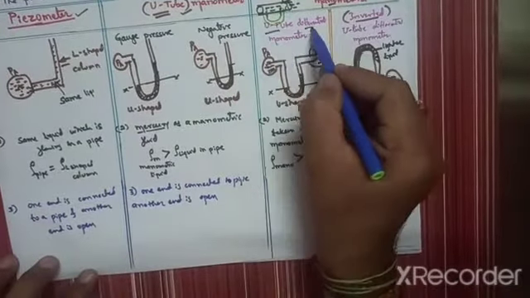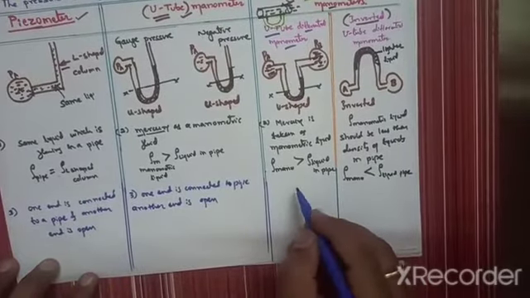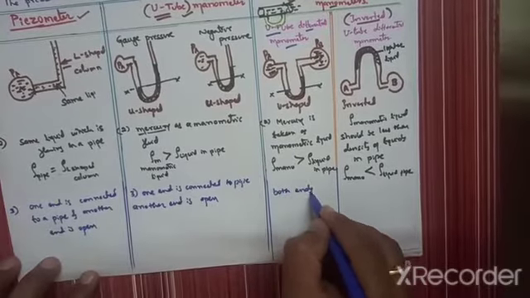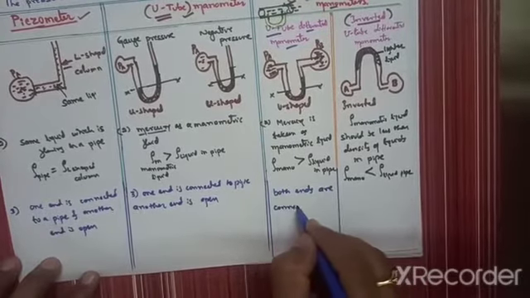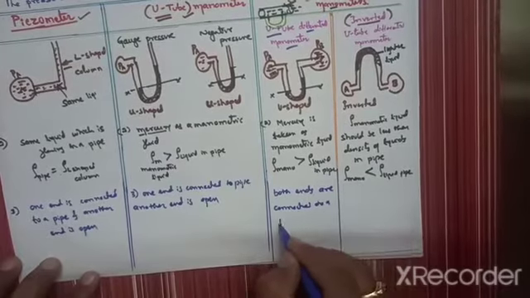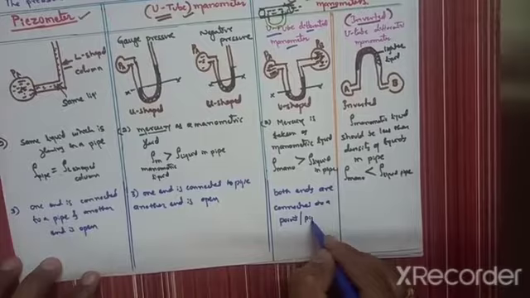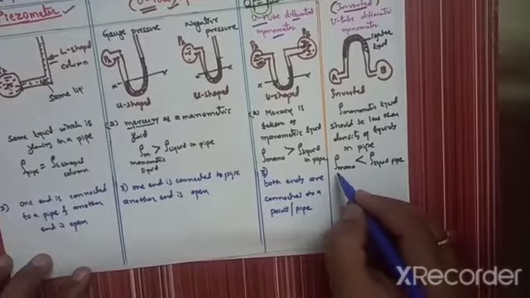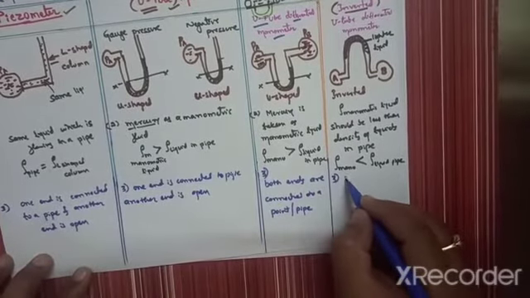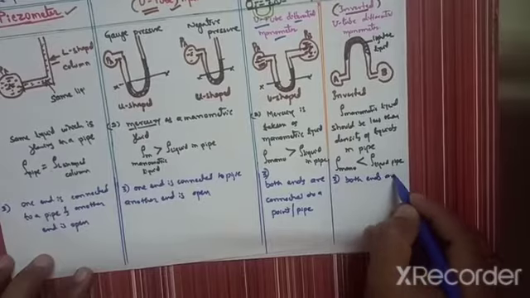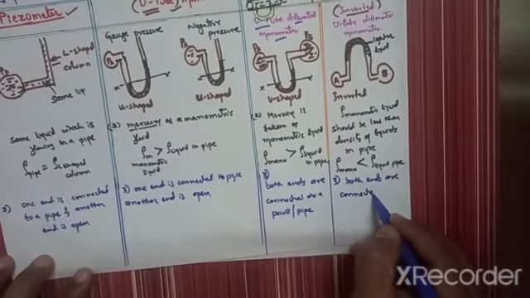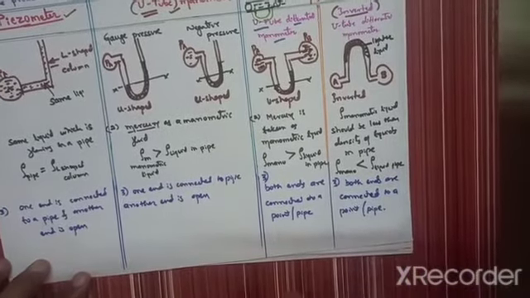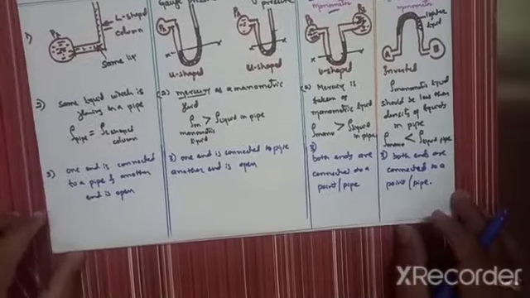But in the U-tube differential manometer, both ends of the manometer are connected to separate pipes. Both ends are connected to a point or pipe where you are going to measure the pressure. That is the third difference. Here also it is the same: both ends are connected to a point or pipe where you are going to measure the pressure difference between the two fluids.